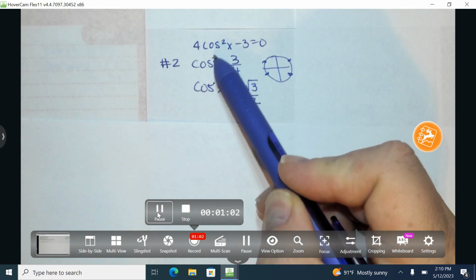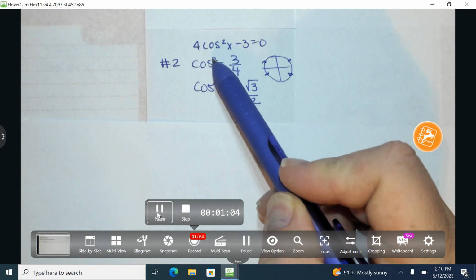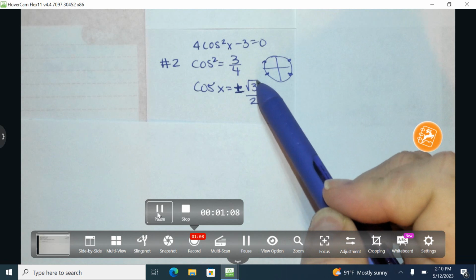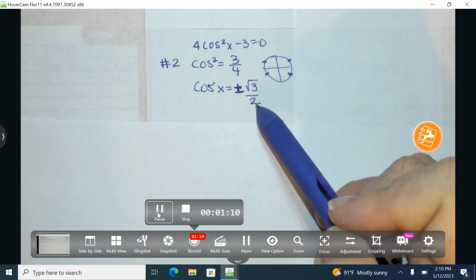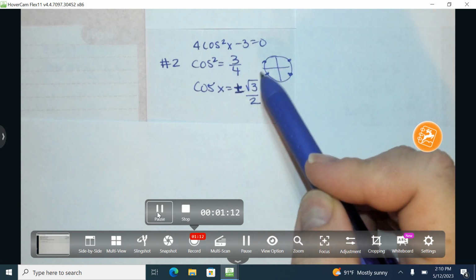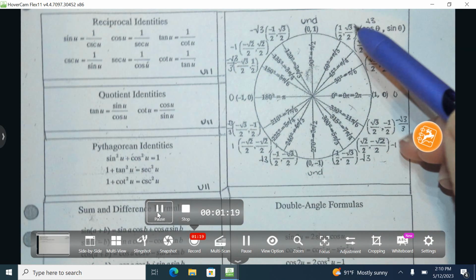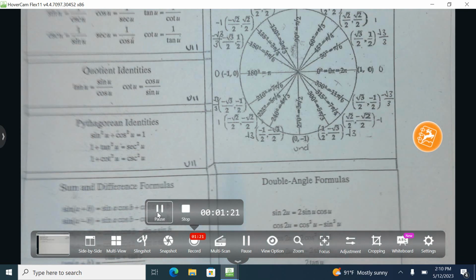How do we get rid of the square? I'm going to square root both sides. Also remember, that means I'm going to have two answers. That's why you see a plus or minus. The square root of 3, we don't know, it's irrational. The square root of 4 is 2. So cosine, CBS, I'm looking on the unit circle and I'm finding the first number in the ordered pair, that is radical 3 over 2.